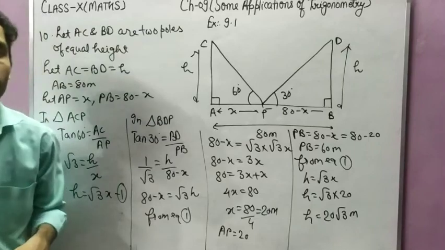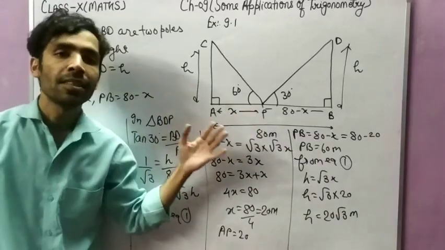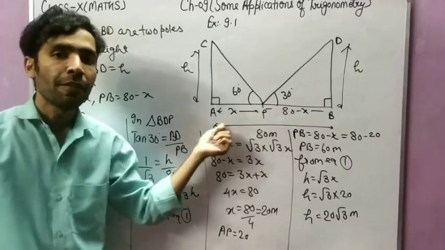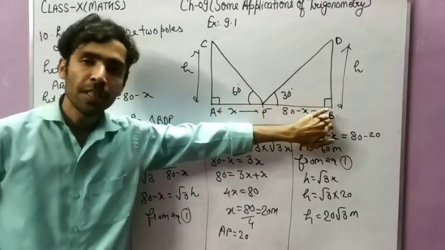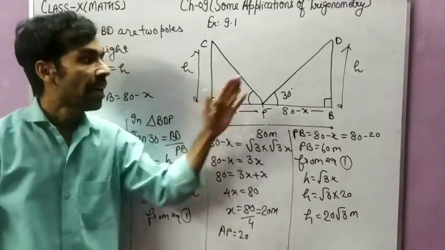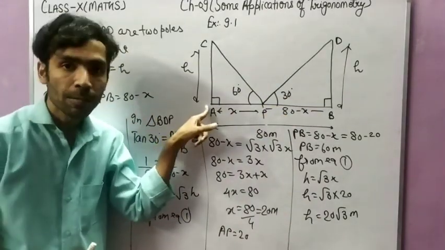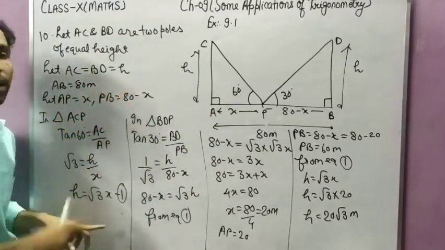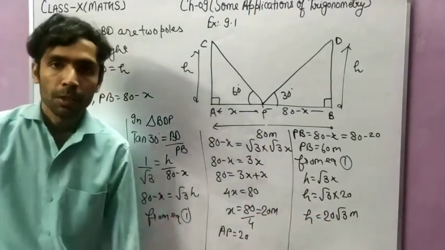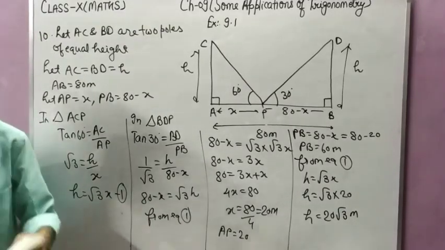So that much we have to calculate. First we drew the diagram, then we calculated x, and x was the distance of the point from point A, so point P is 20 meter away from point A and 60 meter away from point B, meaning this point is 20 meter away from pole AC and 60 meter away from pole BD. And the height of the pole was h, we had assumed AC equal to BD equal to h, so h is equal to 20√3 meter. So by this, student, we can solve this type of question. So by this we have completed question number 10.